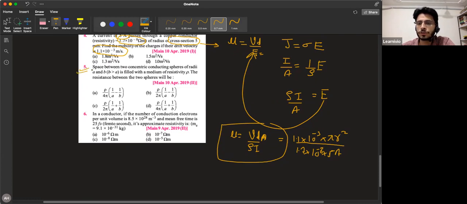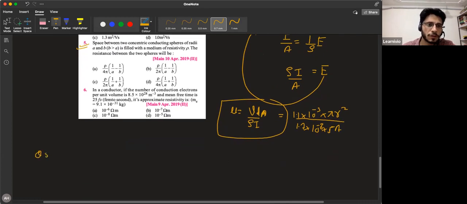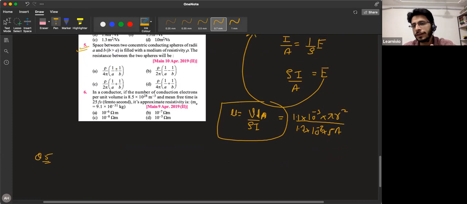So can we start the next question? Question number 5. Yes, sir. See, question number 5. This is again based on NCERT. Just tell me what formula you will use.